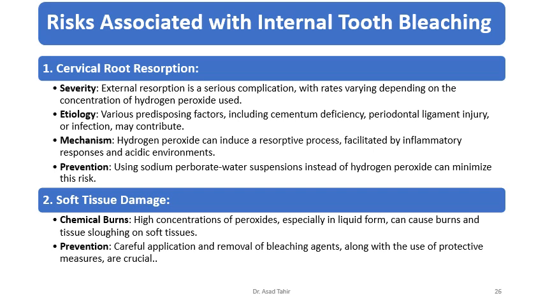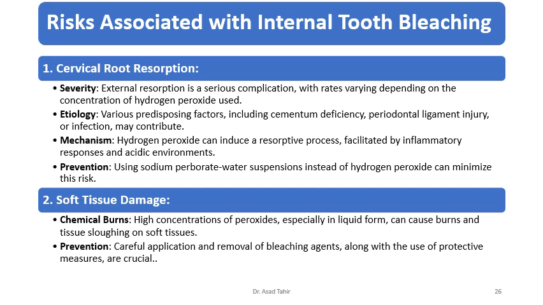Risks associated with internal tooth bleaching. 1. Cervical root resorption. Severity. External resorption is a serious complication, with rates varying depending on the concentration of hydrogen peroxide used. Etiology. Various predisposing factors, including cementum deficiency, periodontal ligament injury, or infection, may contribute. Mechanism. Hydrogen peroxide can induce a resorptive process, facilitated by inflammatory responses and acidic environments. Using sodium perborate water suspensions instead of hydrogen peroxide can minimize this risk.